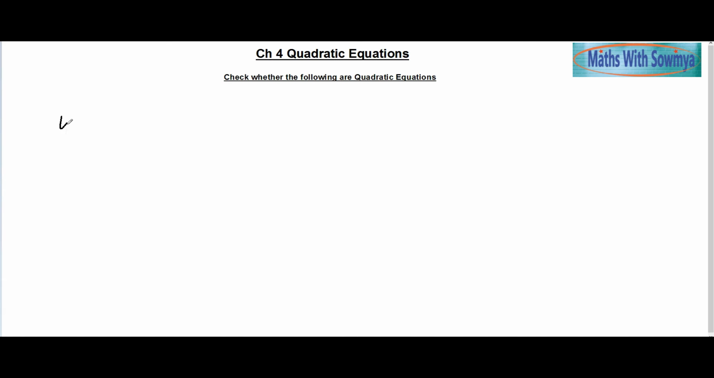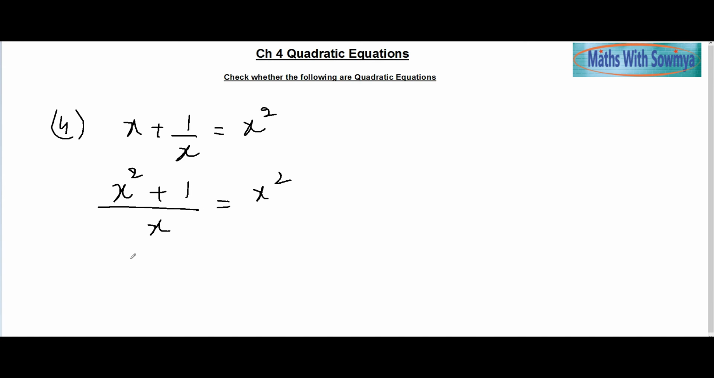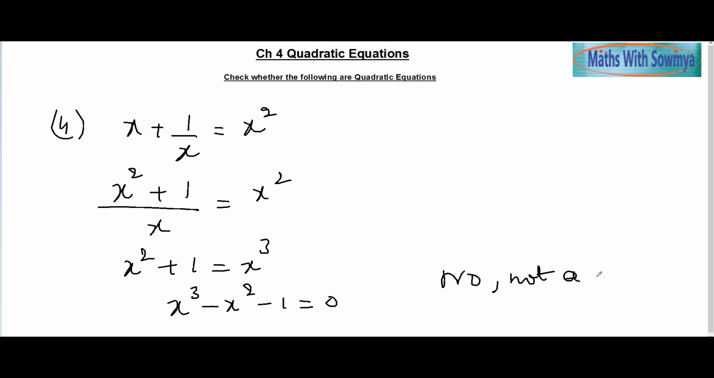One more question. X plus 1 by x is equal to x square. While looking, you can easily take the LCM. So x square, take it to the other side. X cube, so this is the cube. You will get x cube minus x square minus 1. So this is a cubic equation. Hence this is also no, it is not a quadratic equation. Now let us see one more.